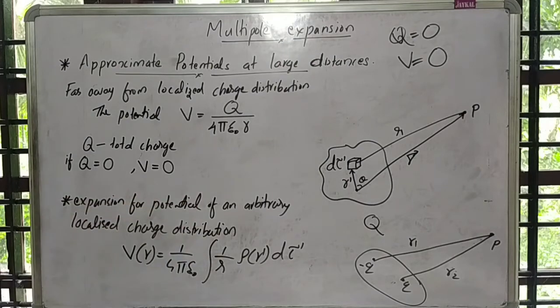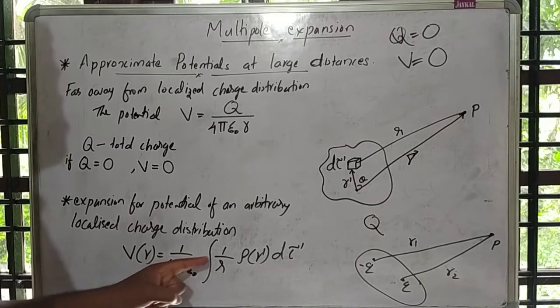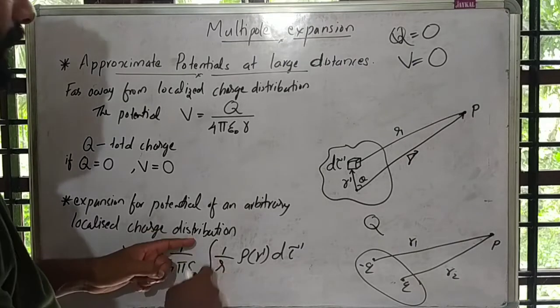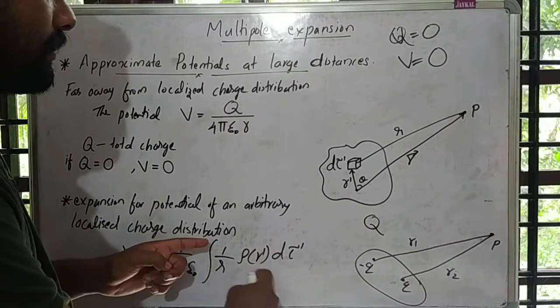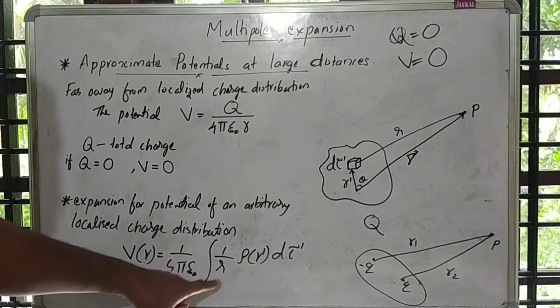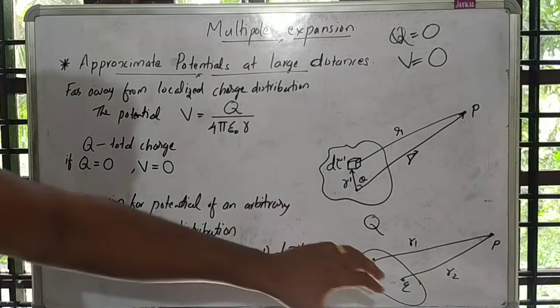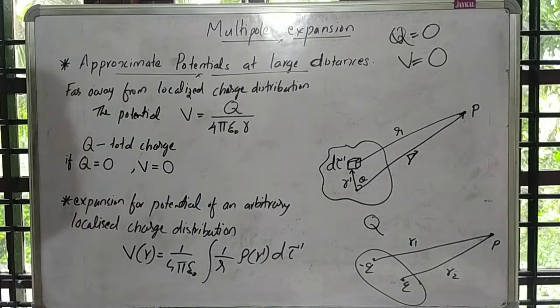the potential of an arbitrary localized charge distribution by using the equation V of R is equal to 1 over 4 pi epsilon 0 integral 1 by R rho of R d tau. This integral of rho of R d tau is the total charge Q over R. So we need to make a systematic expansion of the potential due to different systems of charges like dipoles and quadrupoles and so on.